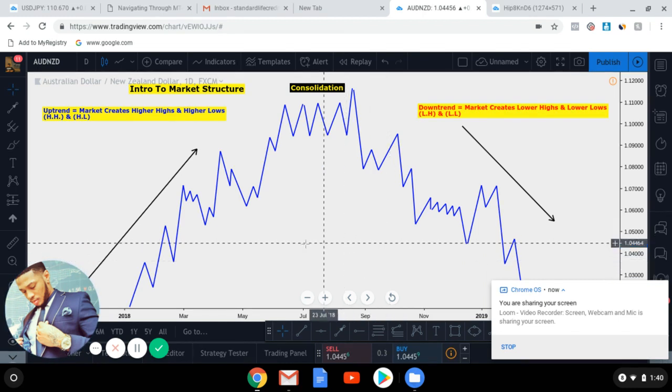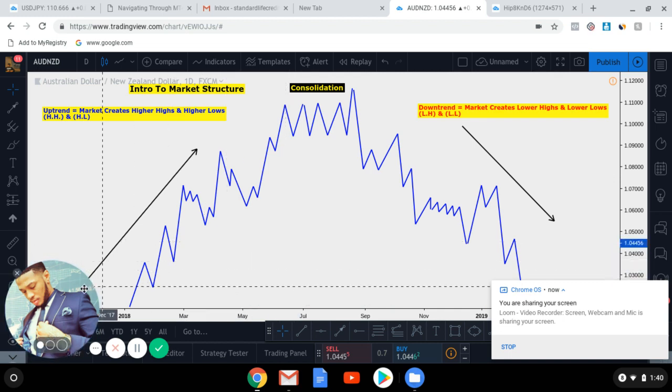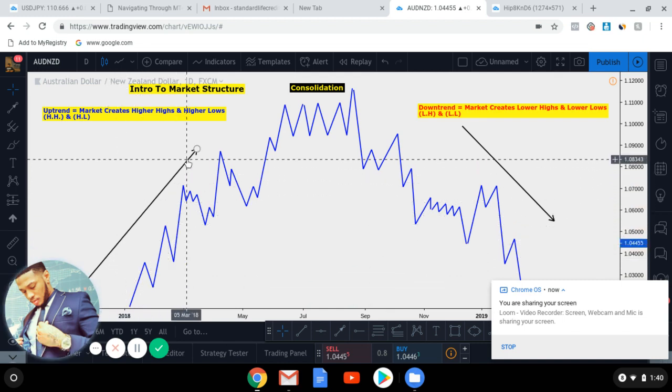Market structure gives you bias towards your edge of wanting to know if you're going to be a buyer or seller. Now, typically, the way you want to trade is with the direction of the market. Meaning, if the market is on an uptrend, right? As you can see, this arrow is pointing up.